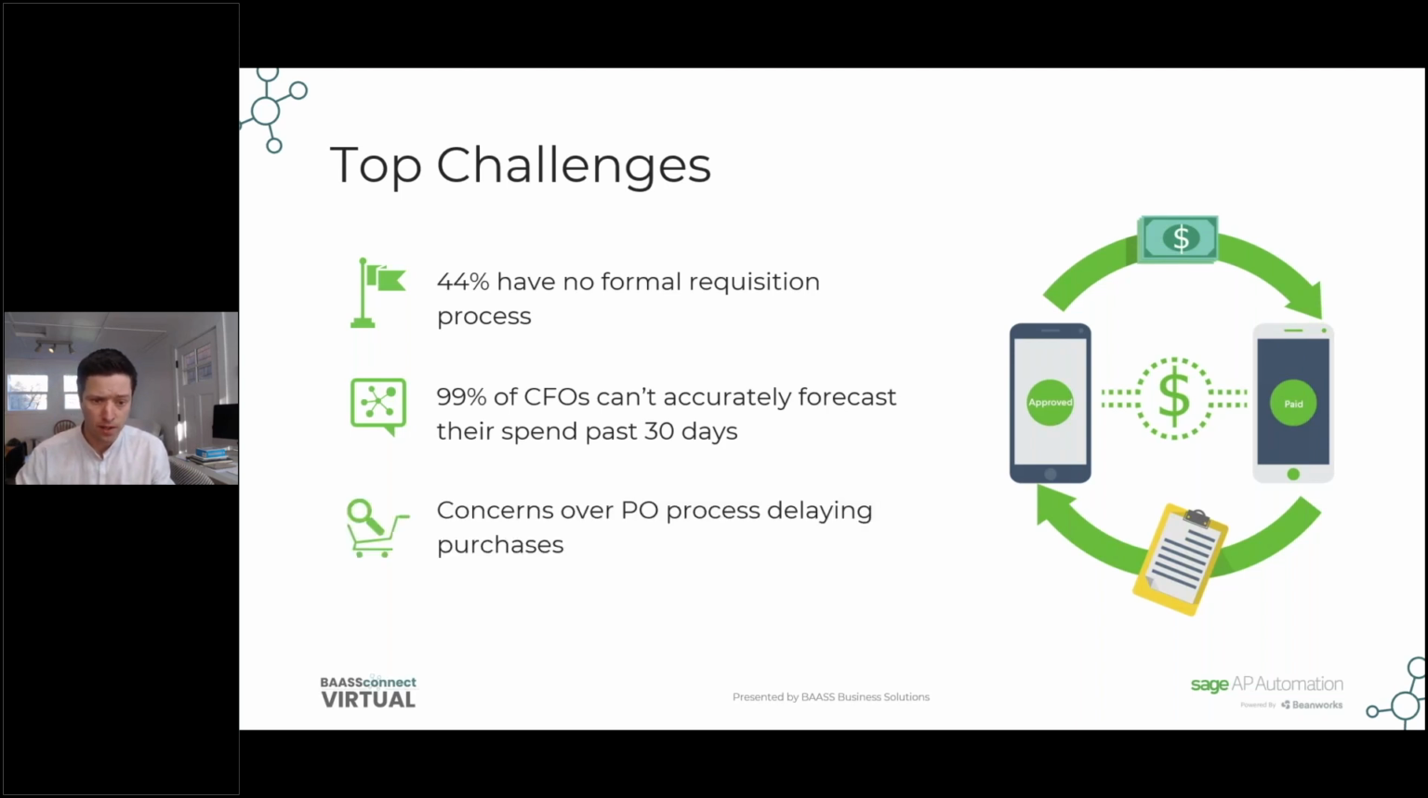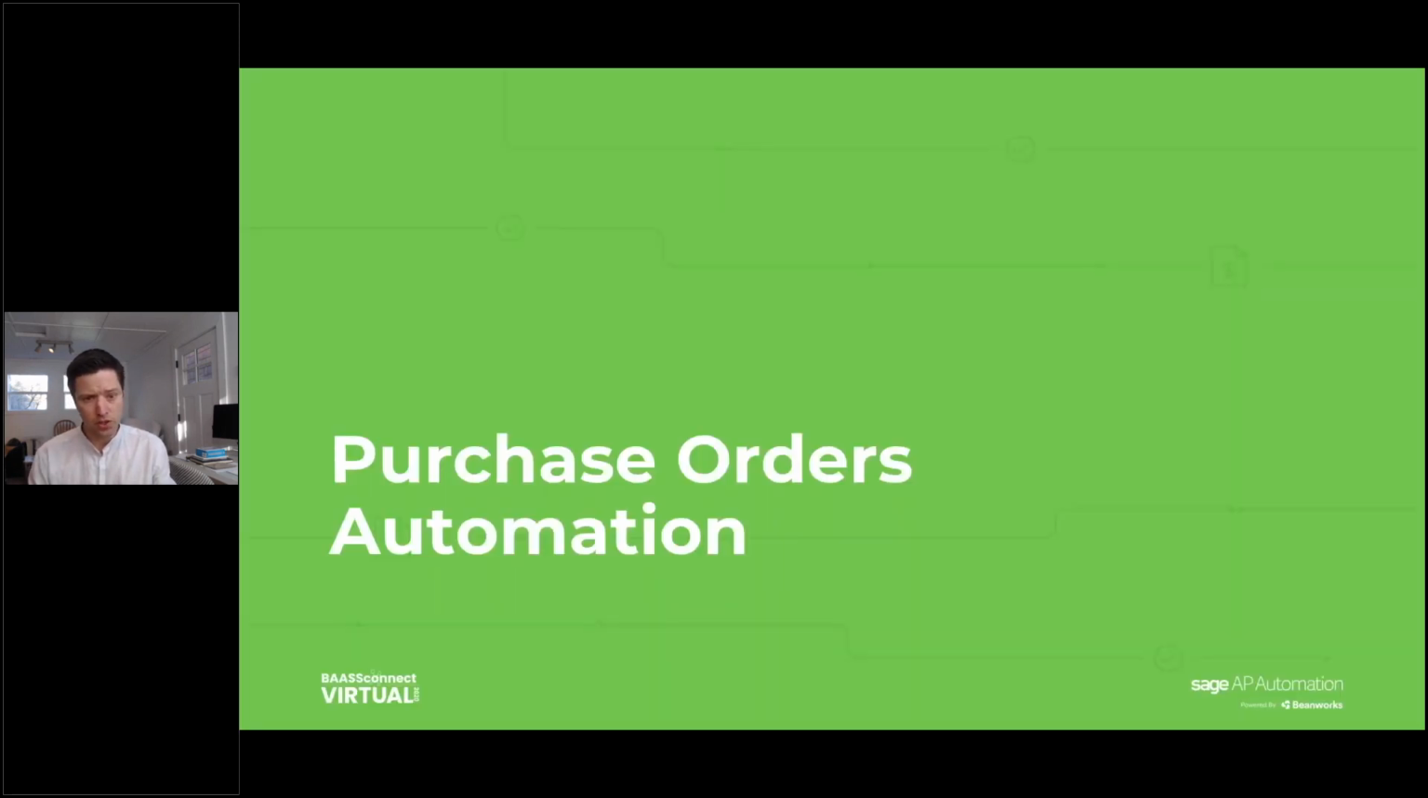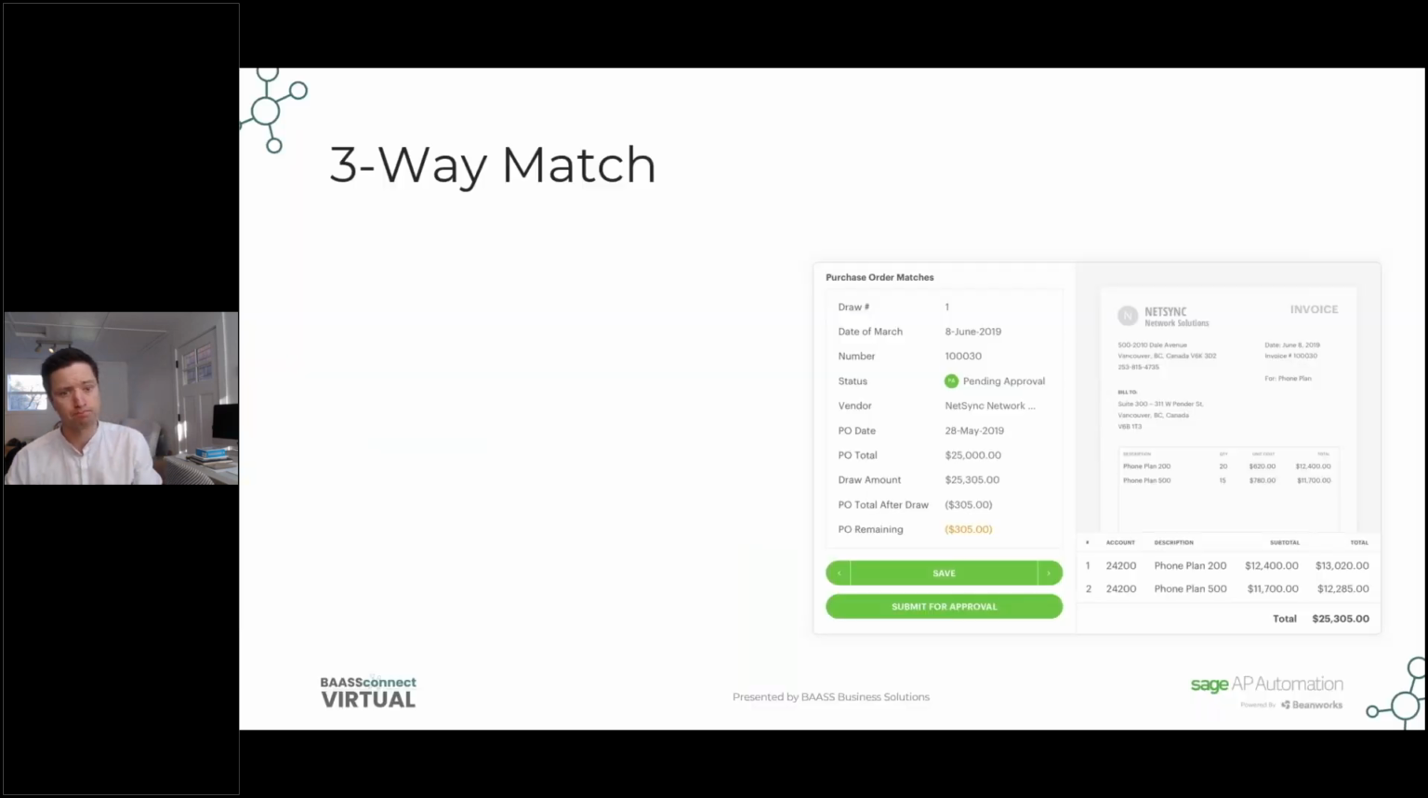And lastly, another issue with managing purchase orders manually is the concern that the PO process can result in purchasing delays, which is probably why a lot of businesses don't have a PO system at all. But with that, let's jump into how purchase order automation can really solve these challenges for your business and reduce costs in the process as well.